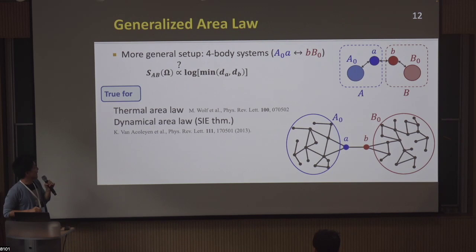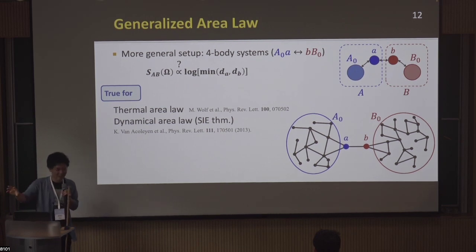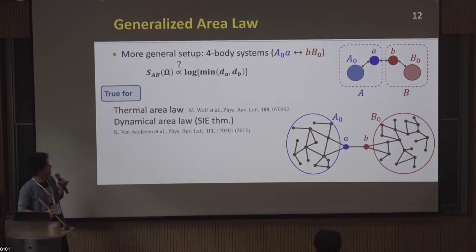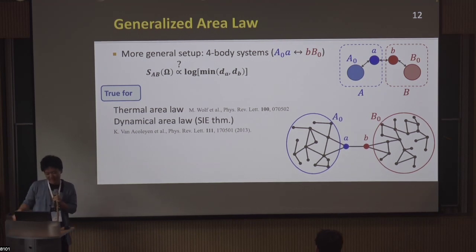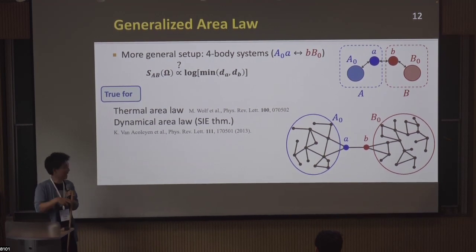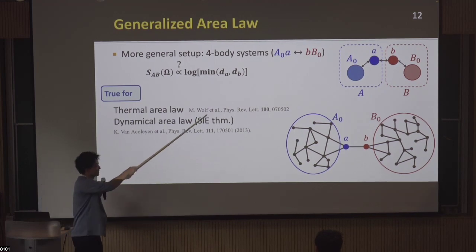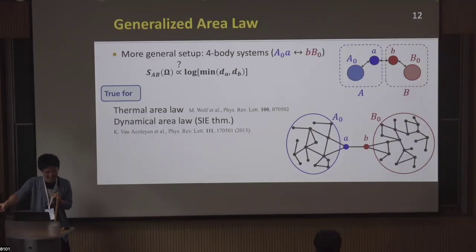Okay, from now, I want to go to the generalized area law. In the entanglement area law, the entanglement between the subsystems is only proportional to the surface regions. So we can consider a more abstract setup. For example, a four-body system, with regions A0, small a, small b, and B0. In these four-body systems, the more generalized area law implies that the entanglement entropy is proportional to the log of the boundary region. The boundary region is now defined by small a and small b. And our question is whether we can generalize the area law conjecture to this setup.